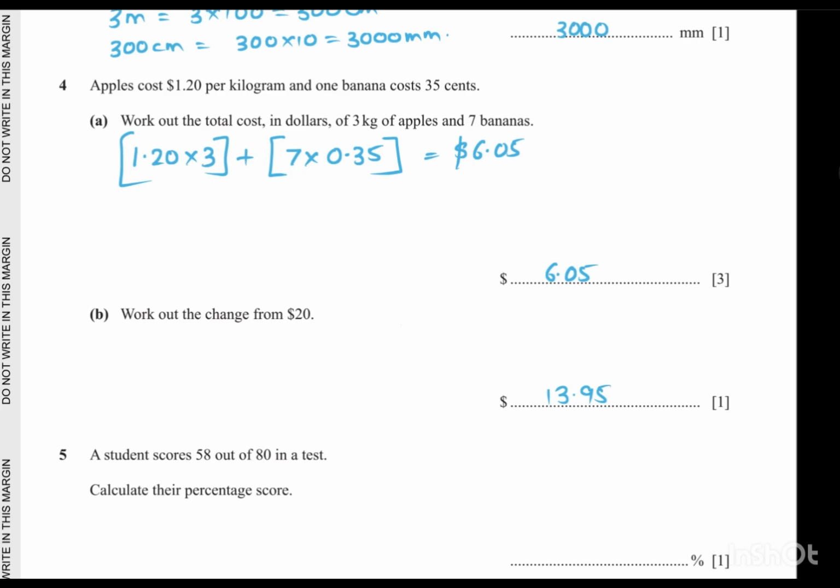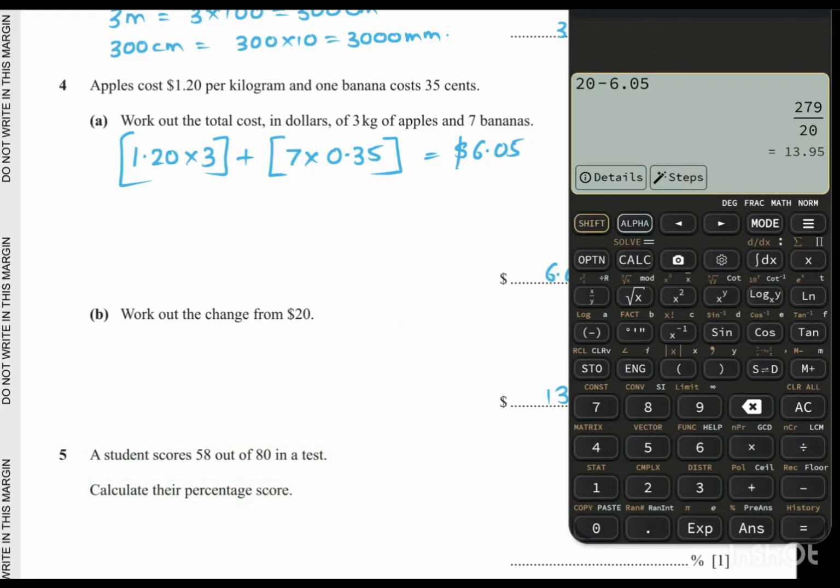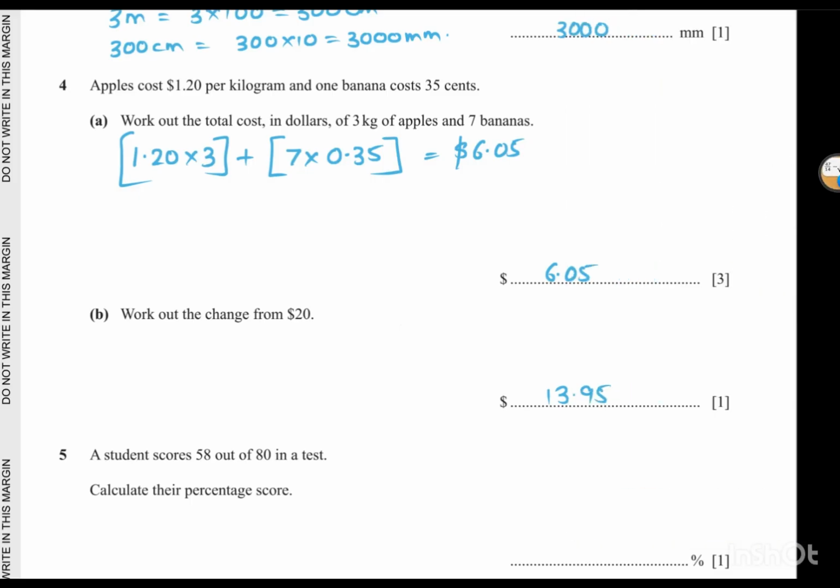Now question 5. A student scores 58 out of 80 in a test. Calculate their percentage score. For the percentage calculation here, directly we have to take the score, 58 by 80, multiplied by 100. We get the answer 72.5%. So 72.5. Question number 5 is done.